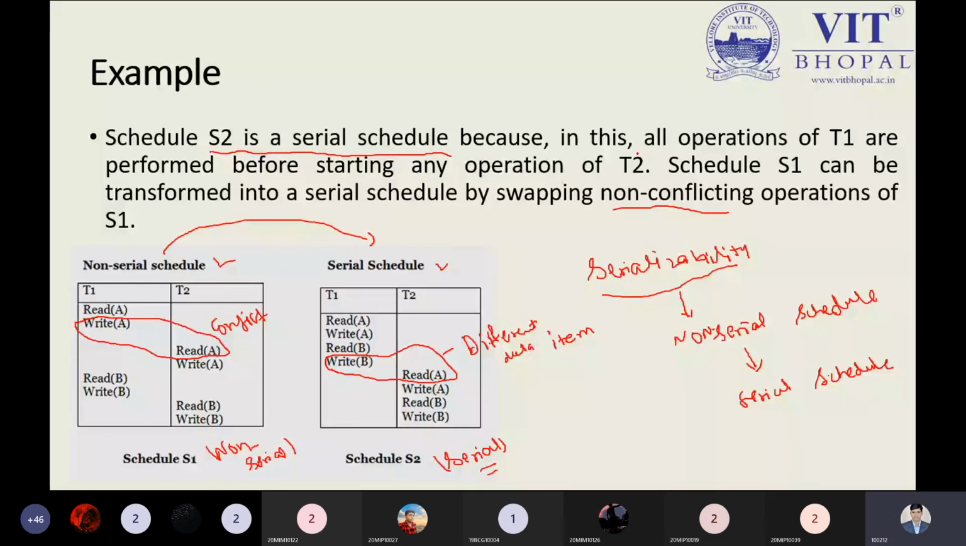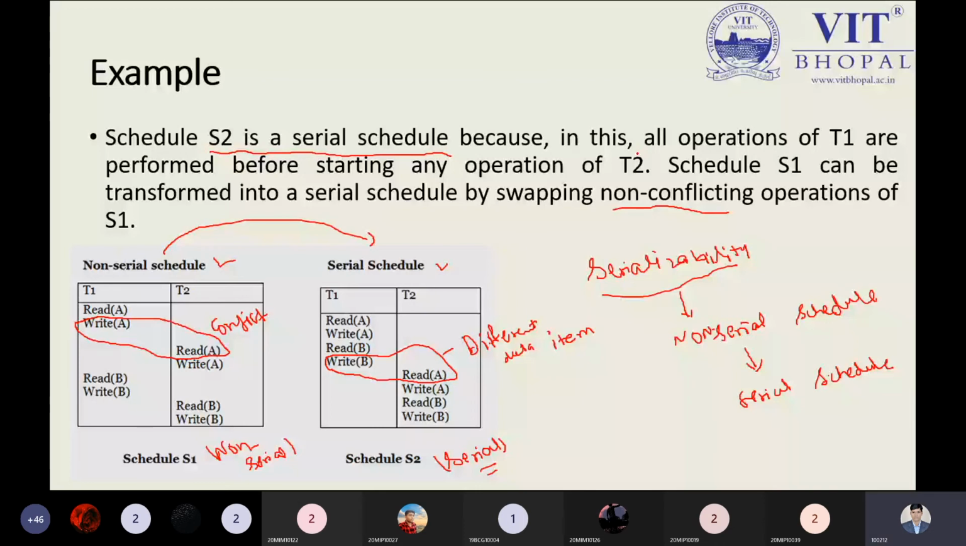Just look at this example I have already shown. In this example, one schedule is non-serial and the other one is serial. Schedule S2 is a serial schedule because in this case, all operations of T1 are performed before starting any operation of T2. This is the thing we have seen.